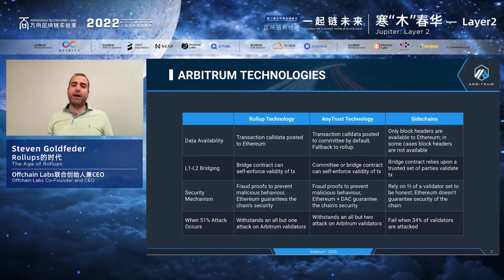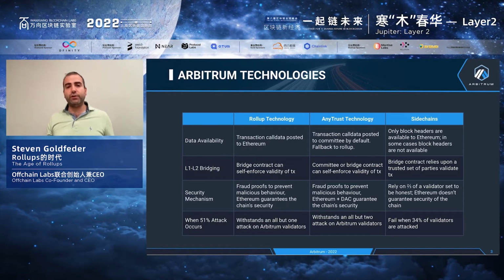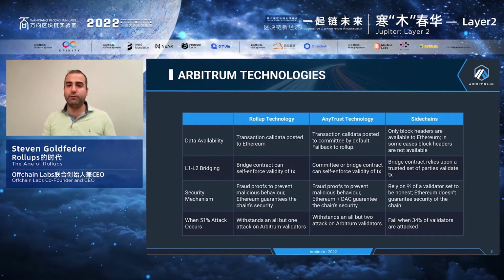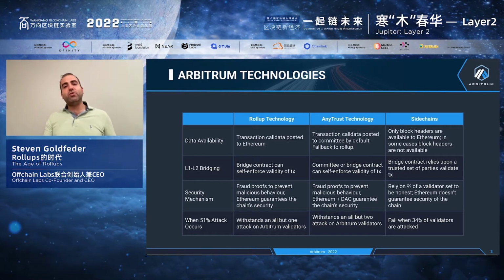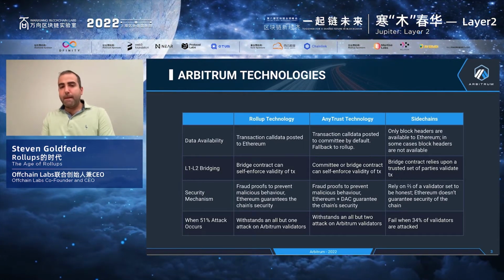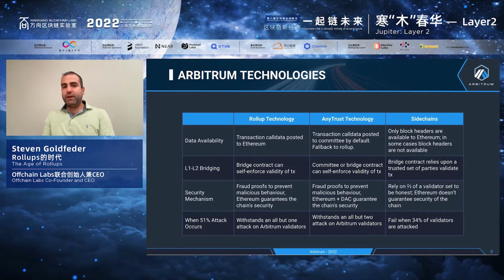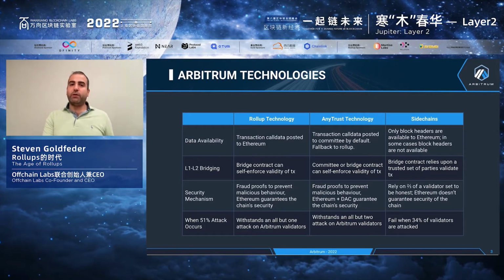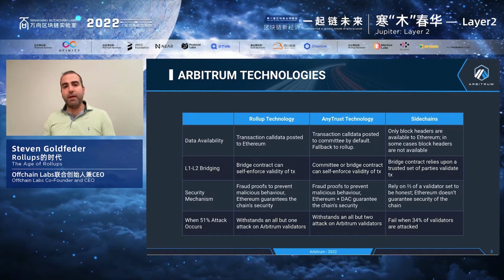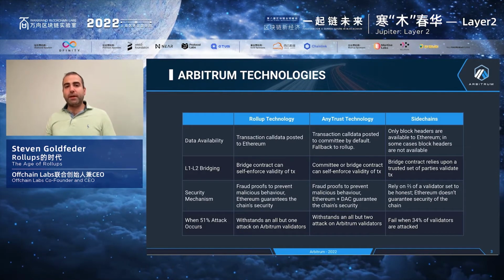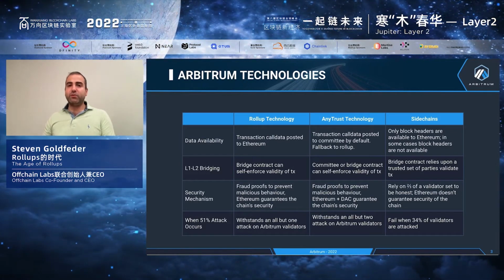Now at Offchain Labs, as part of the Arbitrum suite of technologies, we're also building out another technical solution, which we call the AnyTrust technology. AnyTrust technology is quite similar to a rollup, but it has one big difference, in that it doesn't put all of that data on Ethereum. Instead, it relies on what we call a data availability committee. So it sends data to a committee. Now, from there, it does the rest on Ethereum.